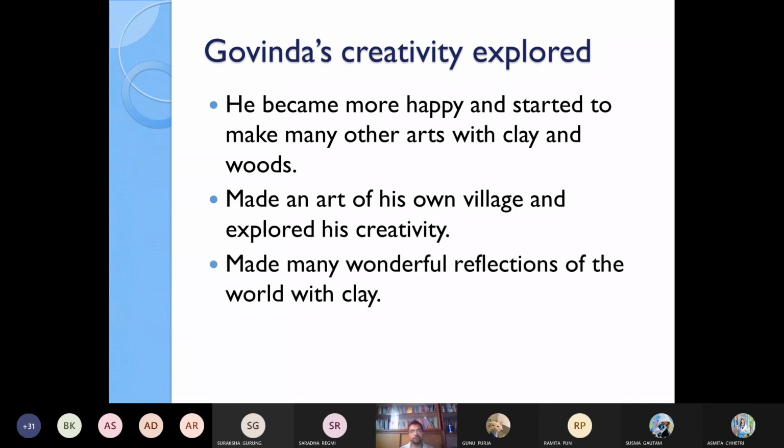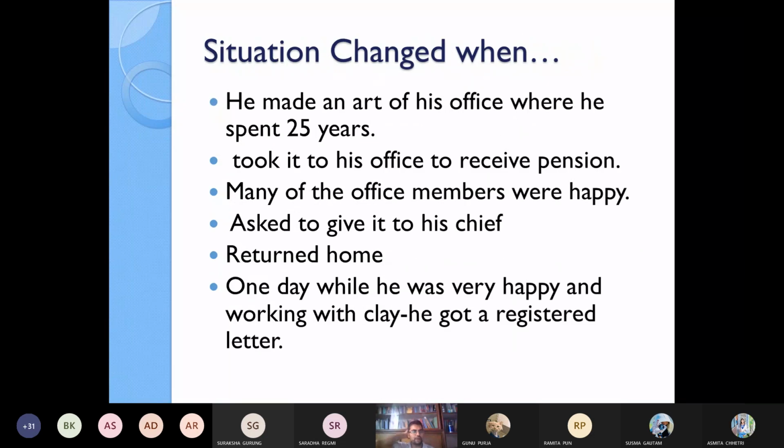Made many wonderful reflections of the world, nature, beauty, village with the clay. But the situation changed. Time changed. He made an art of his office where he spent 25 years. What did Govinda Singh do? He made an art of his own office and took it with him to receive a pension.